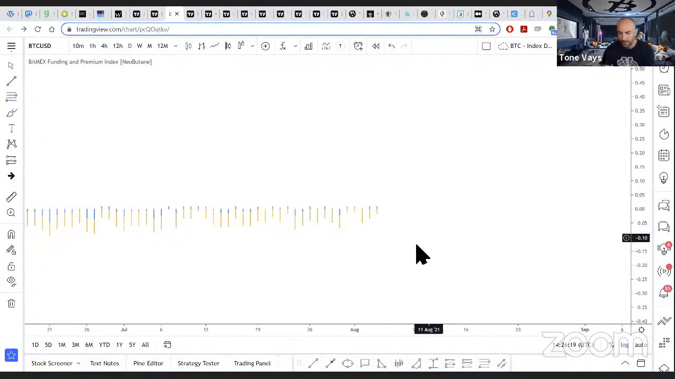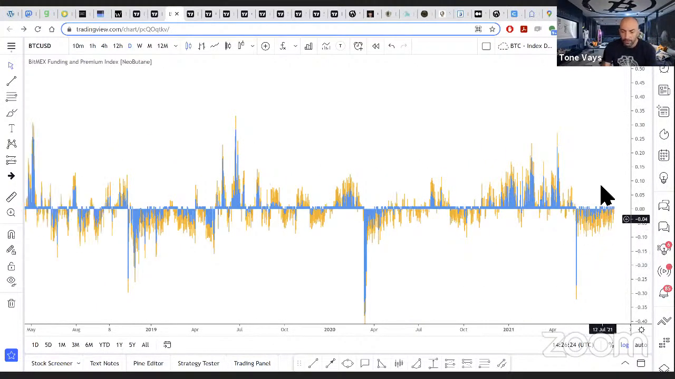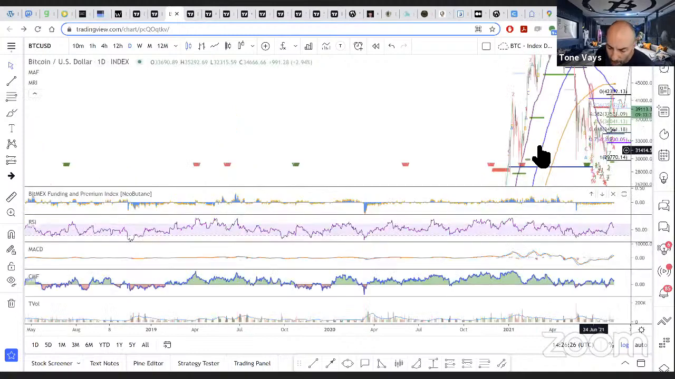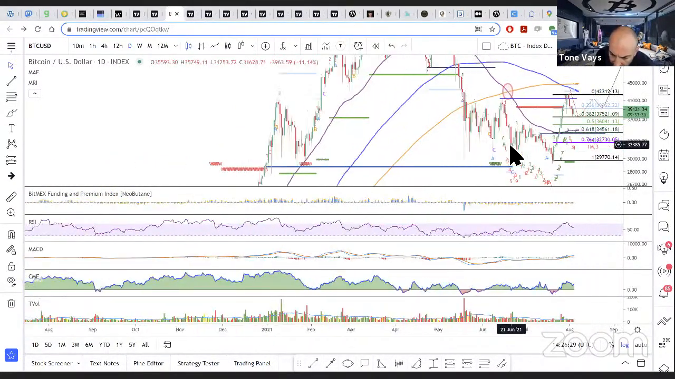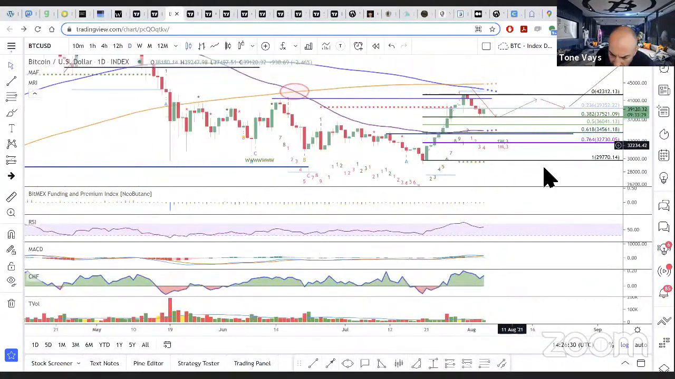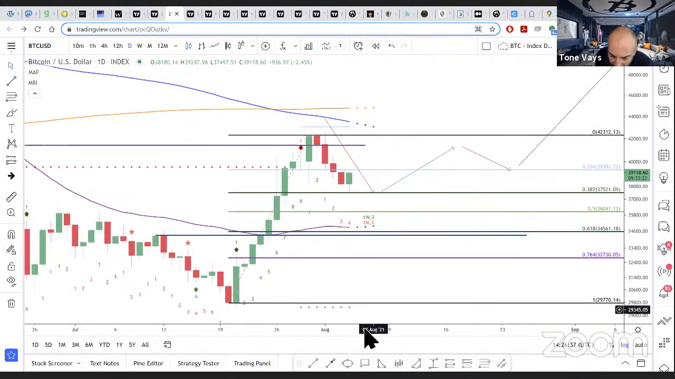And as you can see, if we zoom out, the funding rate has not really favored the bulls at any point, which makes me even more bullish off of this bounce early this morning off the $37,500. To me, this is a fairly low risk trade because I know exactly where my stop loss is.